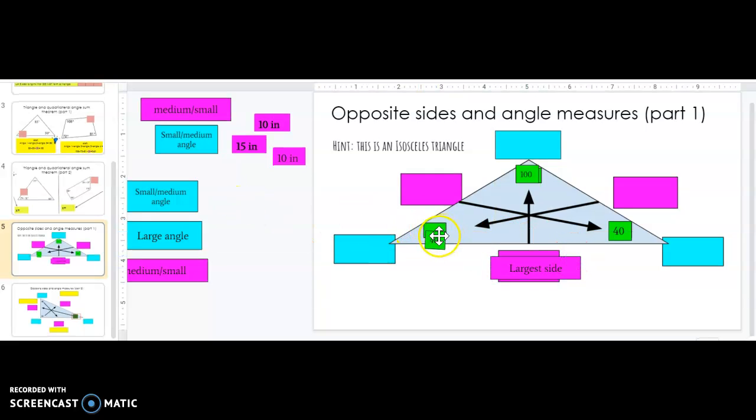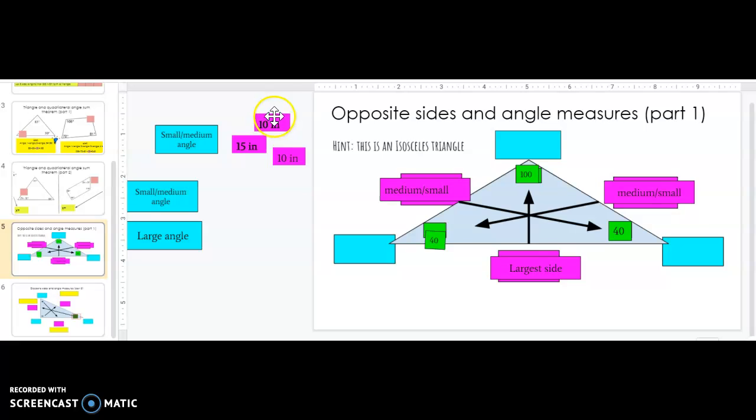Okay, now because these two angles are equal, these opposite side lengths are equal. This is an isosceles triangle. So the reason why this is labeled medium and small is because they can both be thought of as the medium or small angles since they're congruent. So the pink boxes would go here.